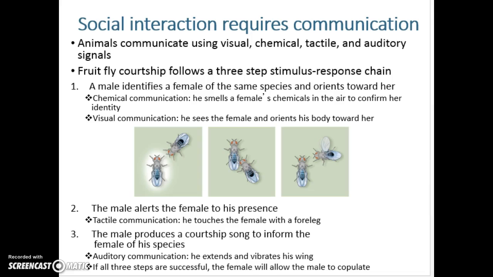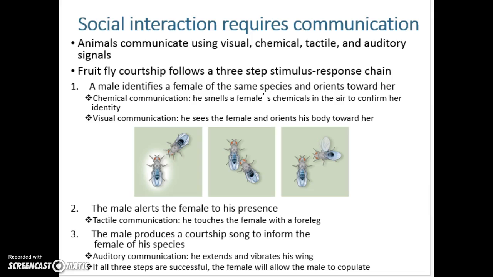So once that chemical communication has occurred, then the male will approach the female and tap the female with a foreleg. This tactile communication alerts the female to the male's presence. At the same time, because of this tapping, chemicals present on her abdomen will be transferred to the male, providing more chemical confirmation, more chemical stimuli of her species identity.